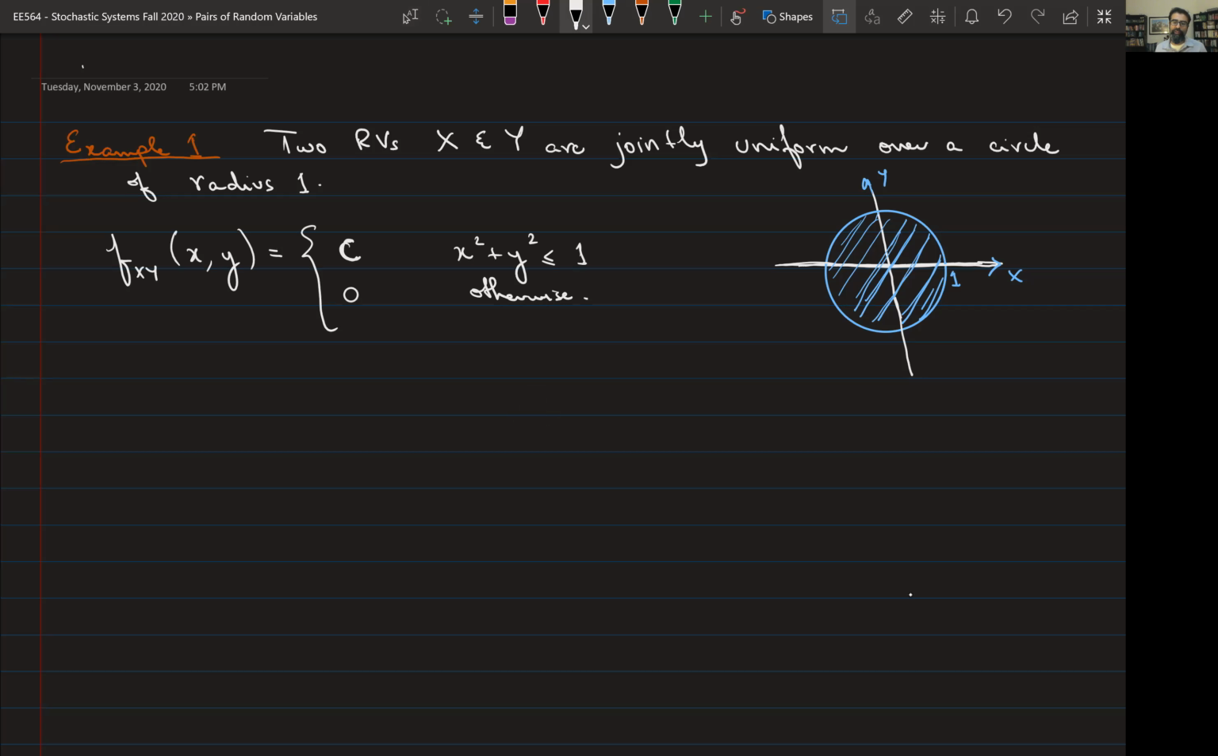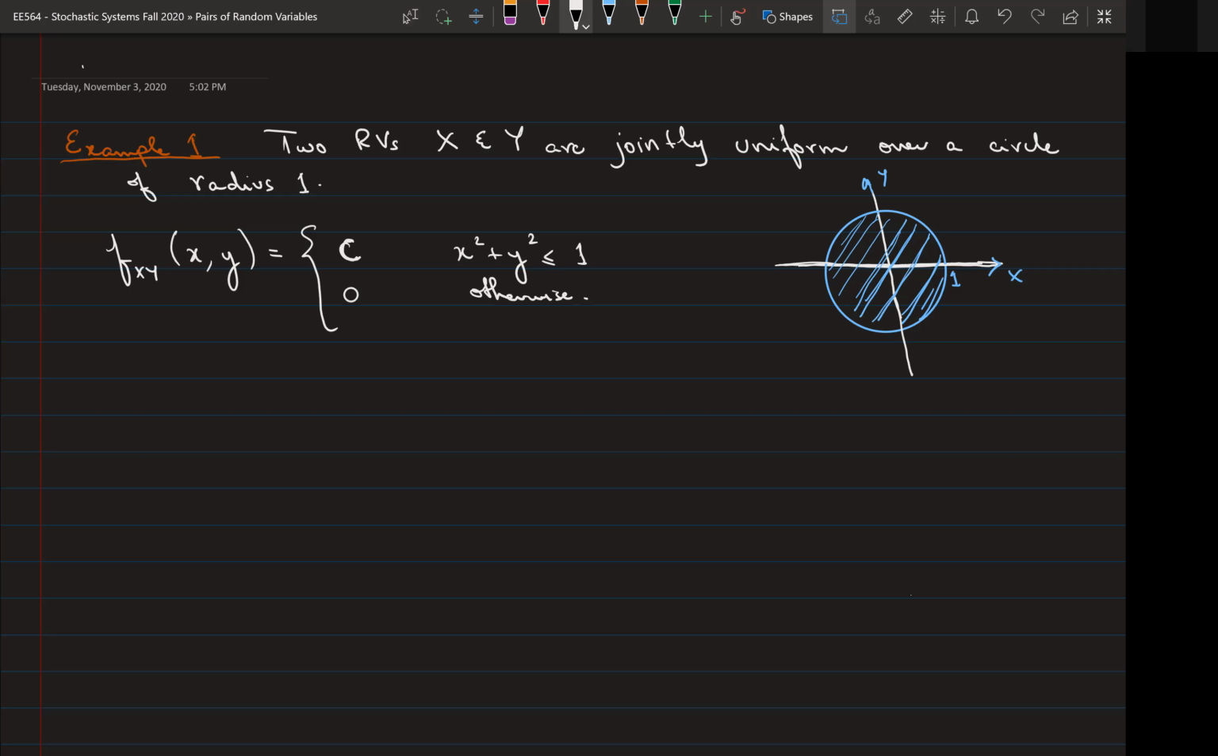What would it look like? I've given you this expression here. So f_XY equals c for all values of x squared plus y squared less than or equal to 1 and is 0 otherwise. So what would it look like if you were to visualize this in 3 dimensions now?